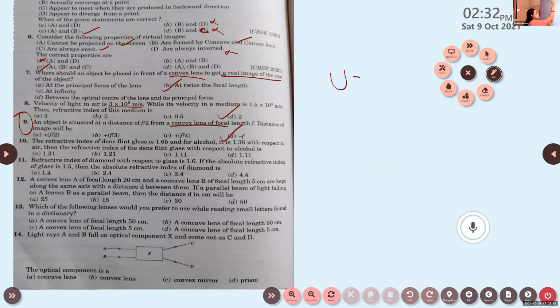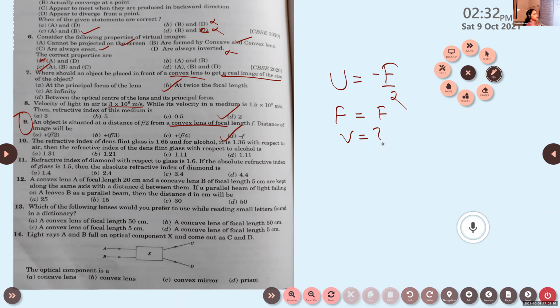Here the object distance u is given. It is f by 2. But we know that whether it is a concave or convex mirror, the object is always kept on the left side of the mirror. So we must put a negative sign. So it becomes negative f by 2. And the focal length is given, f is equal to f as it is. Now we want to calculate the image distance v.